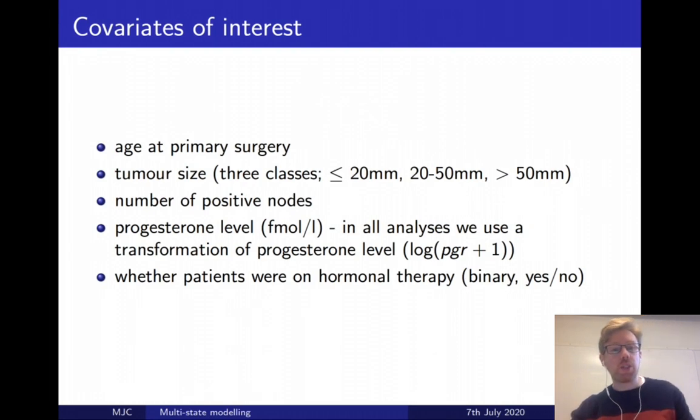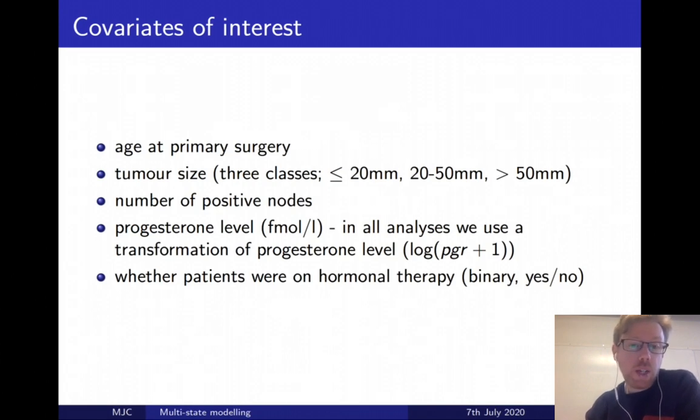So covariates of interest, in the data set we've got a few available to us. Age at primary surgery, tumour size, classified into 3 levels, small, medium and large, let's say. Number of positive nodes, progesterone level, and whether patients were on hormonal therapy at baseline.